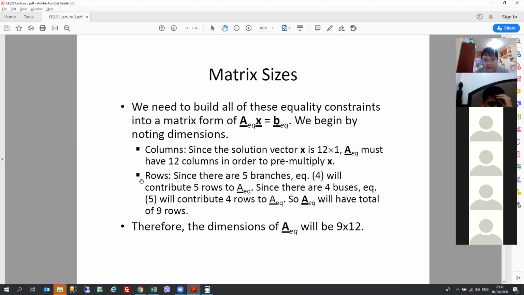Let's assign that to be your X equivalent. Now, for our power flow or load flow constraint, para ma-build natin yung load flow constraint, we have to determine the number of rows. So, ang number of rows natin is equal to the number of branches plus the number of buses. So, we have 5 branches and 4 buses. Total is 9 rows. Okay? So, if you have 9 rows and 12 unknowns, our A equivalent will now be 9 by 12. So, ganun yung kalaki yung matrix natin.